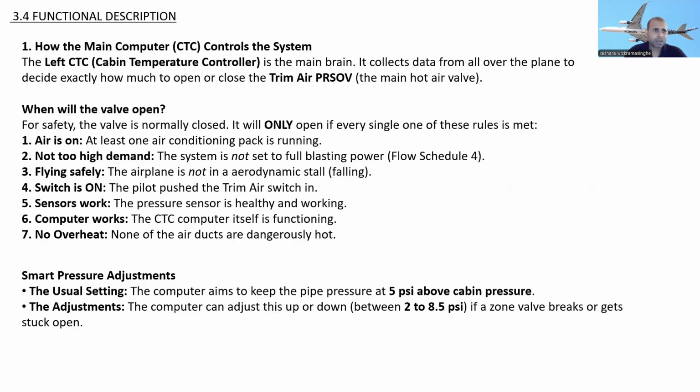Right. So, the smart pressure adjustments. In the usual settings, the computer aims to keep the pipe pressure at 5 psi above cabin pressure. Okay, 5 psi above cabin pressure. The computer can adjust this up or down between 2 and 8.5 psi if a zone valve breaks or gets stuck open. Okay, right.